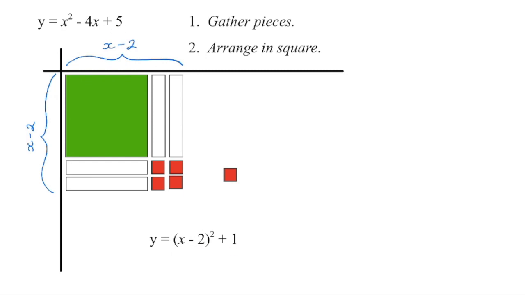Also notice we're taking our x pieces and we're dividing them in half. Half of them go on this side, half of them go on this side. Half of those x's, so in this case negative 2 squared, tells us how many of those ones that we need to complete the square, and then we may have some pieces left over.